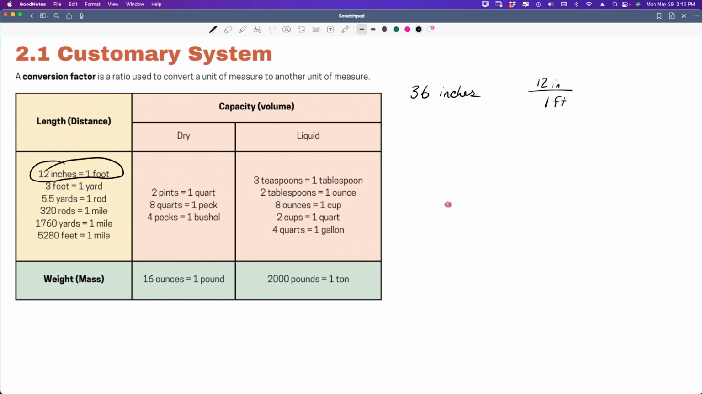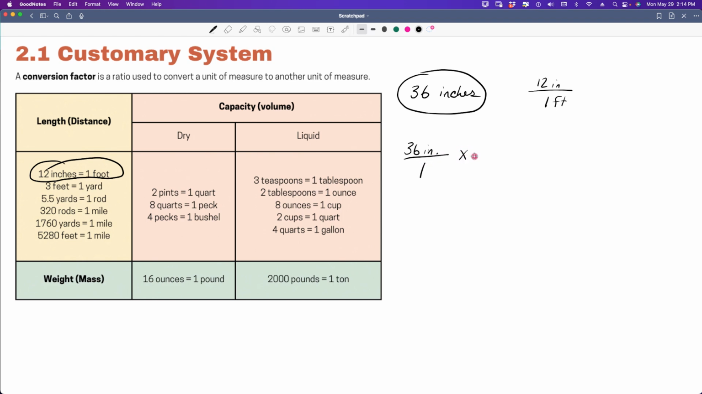Whenever we want to do a conversion, we want to be able to treat the unit of measure like it is a variable. So what that means is we're going to turn our original unit that we have into a fraction. So 36 inches, and we can turn any whole number into a fraction just by putting it over 1. So then we treat the unit of measure like a variable. And that means we want to cancel it out to convert it to something else.